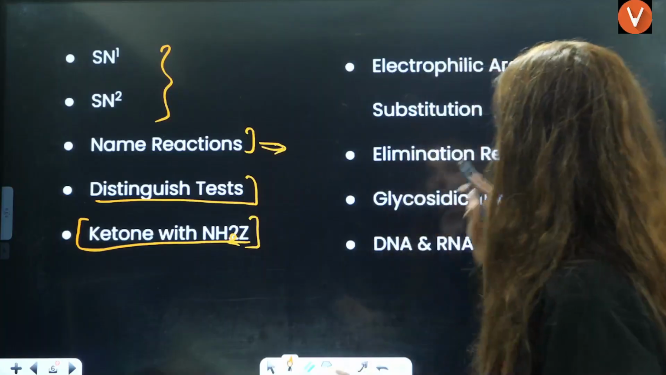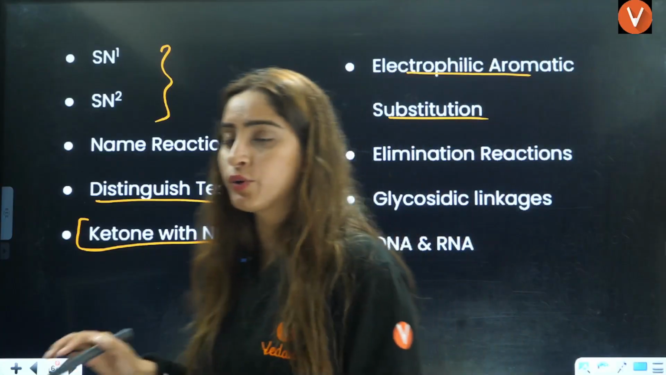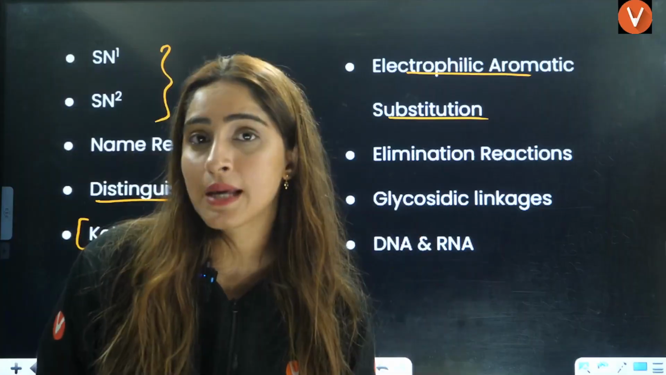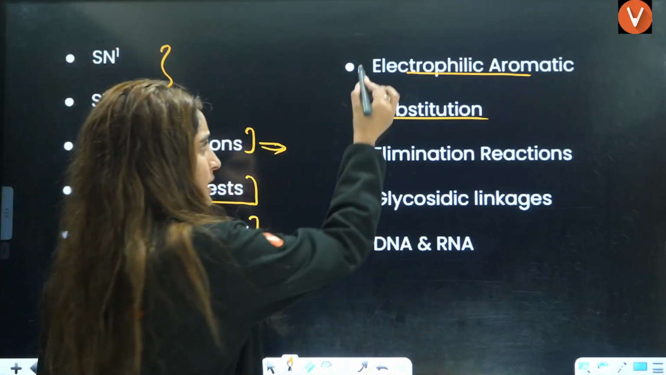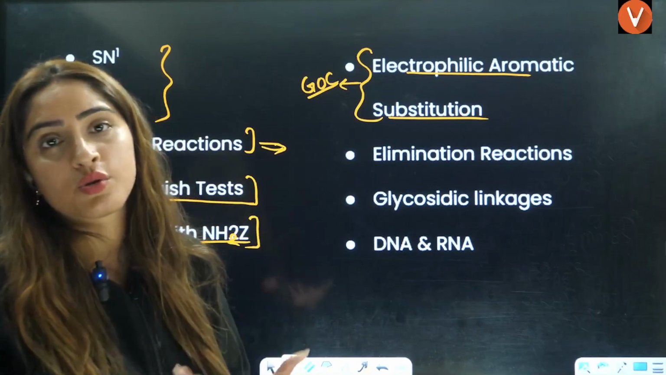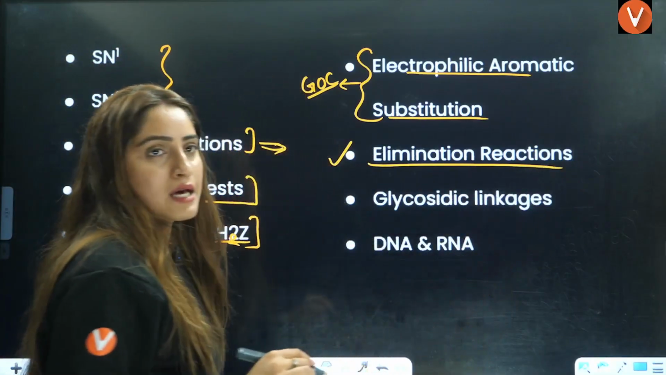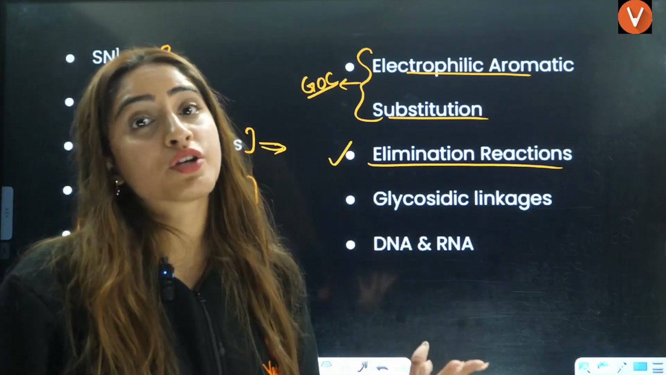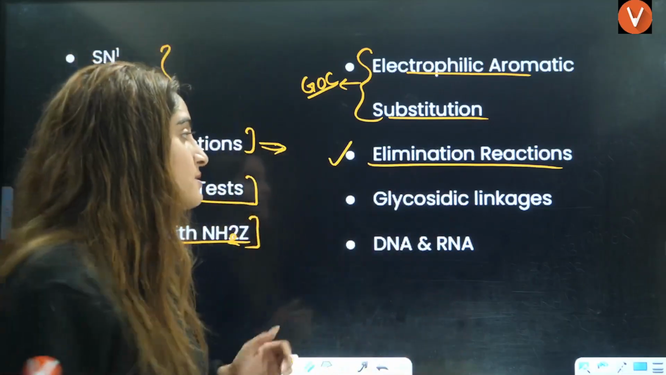Next is electrophilic aromatic substitution. Now here what you have to know, that in this particular substitution, what is plus M, what is minus M, which is ortho-para, which is meta directing, these things. This thing will be easy for you if you know GOC, if you know resonance, that will be extremely easy for you. Then there are elimination reactions, right? In your NCERT, they are not named reactions, these are elimination reactions which don't have a proper name, but they are very important, right?